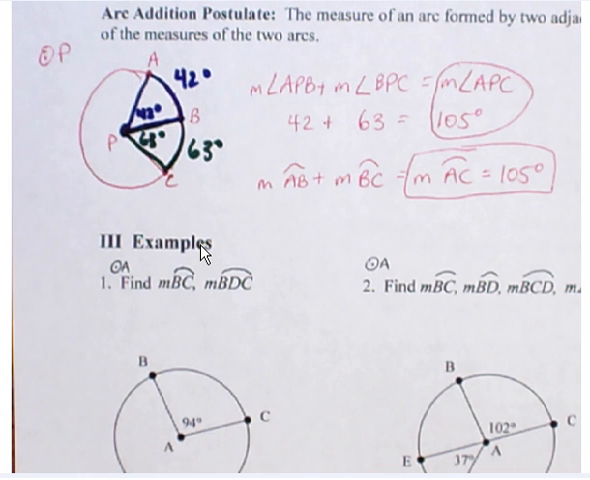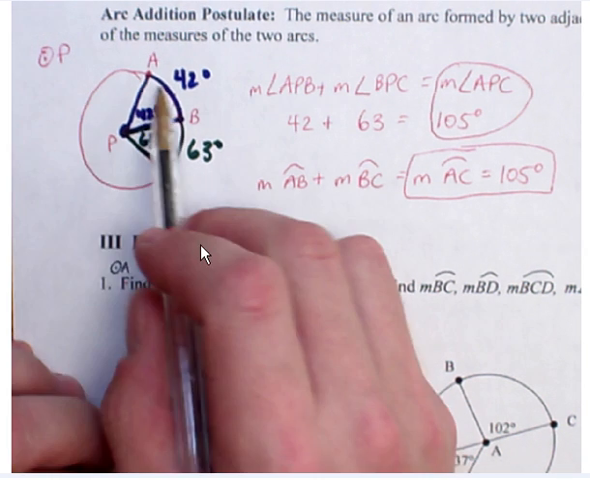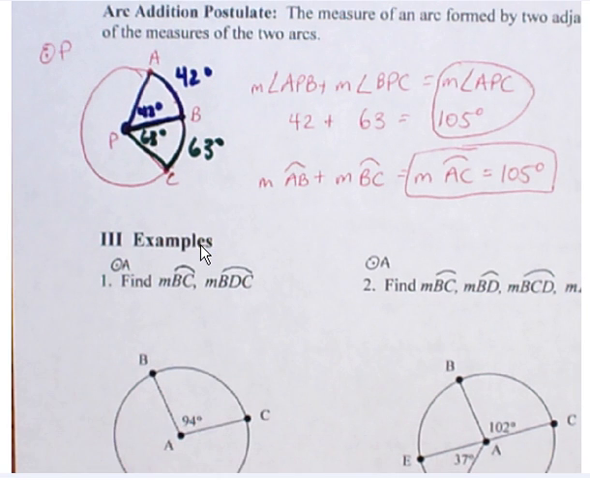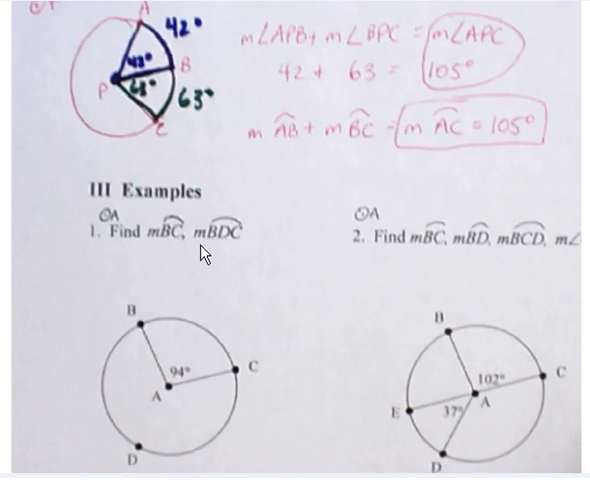So it's the same rule that applies. This is really nothing new. It's the same concept. If you add up the parts, you have to get the whole thing. That's always going to be true. Okay, so let's look at some examples here.